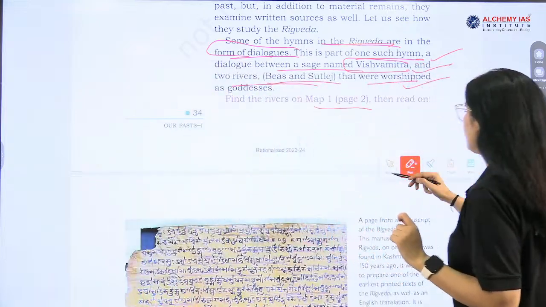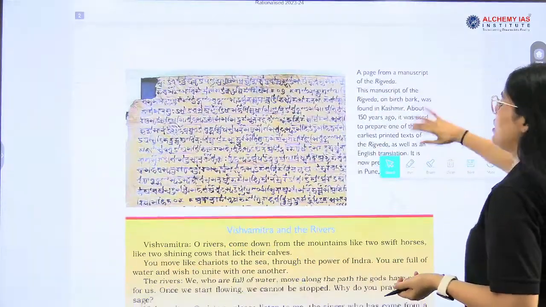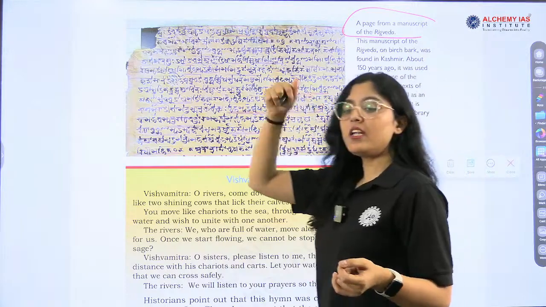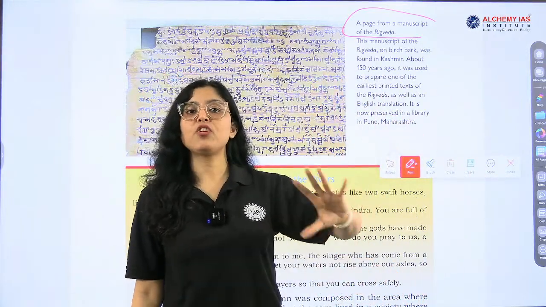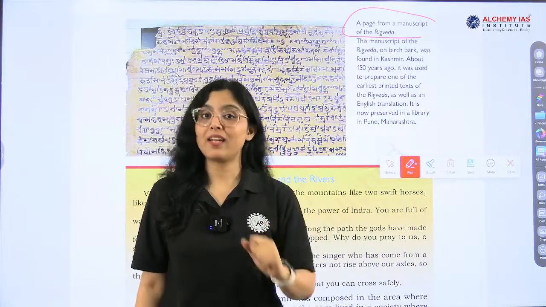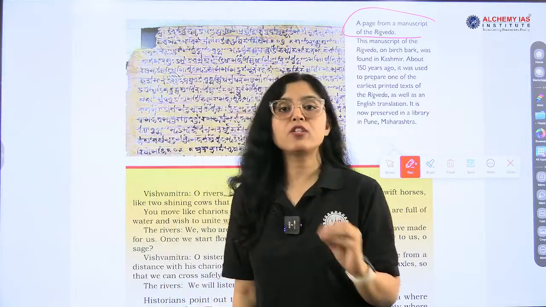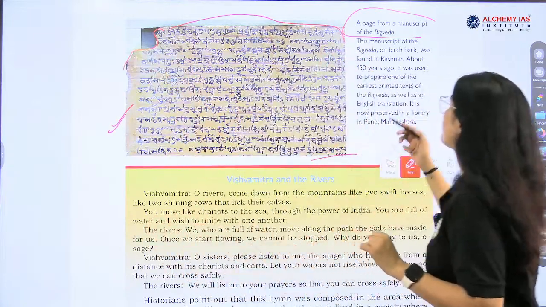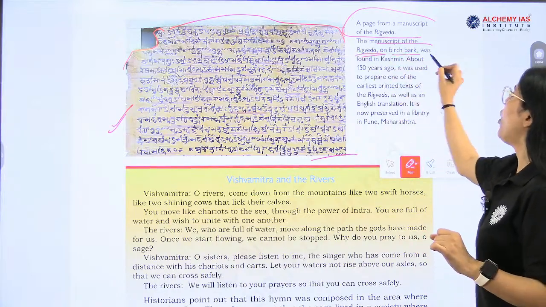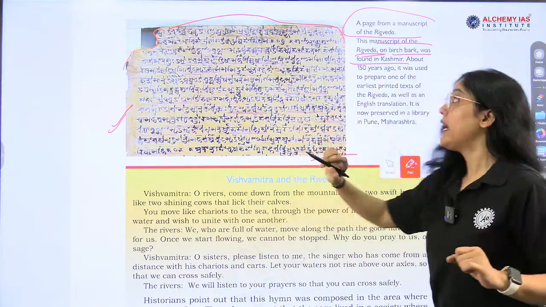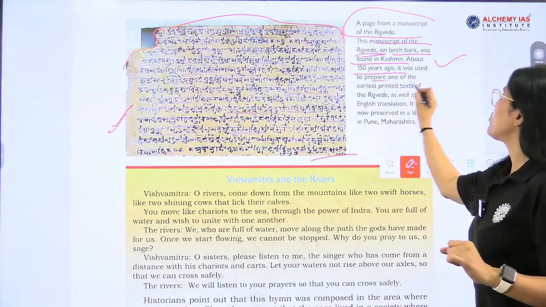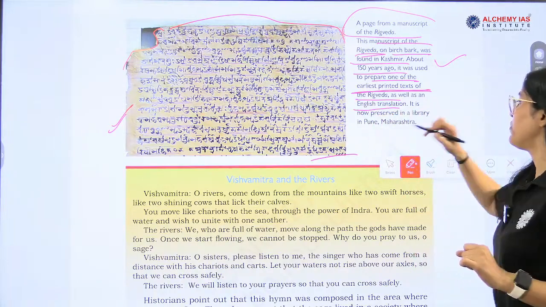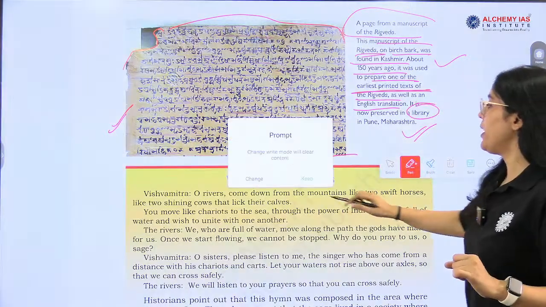Okay, so now this is a page from a manuscript of the Rig Veda. In the earlier chapters, the definition of manuscript was given. A manuscript is what? Which is handwritten, right, on birch bark or palm leaves. So this is the example. See, this is the manuscript, right? A manuscript of the Rig Veda on birch bark was found in Kashmir, right? About 150 years ago, it was used to prepare one of the earliest printed texts of the Rig Veda as well as the English translation. Where is it now? In a library in Pune, Maharashtra.